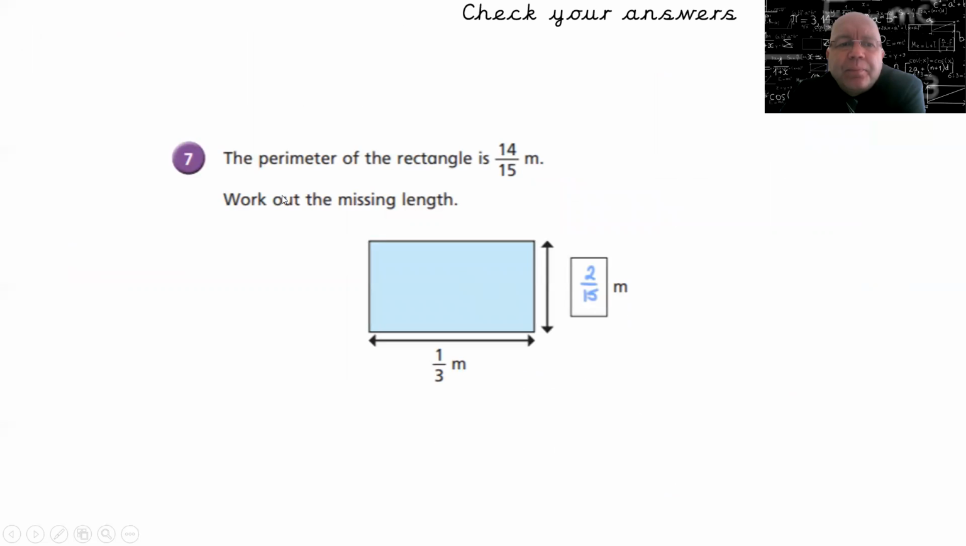And finally, question 7. The perimeter of this rectangle is 14 over 15. Work out the missing length. Okay, so we've been told that this length is 1/3. Now in 15ths, that means that is 5 over 15. Okay, so this length is 5. This length must be 5. All together, they're 14. So 5 and 5 is 10. So these two ends together total 4, which means that one length must be 2, all 15ths. Okay, so 2/15 is your missing number.